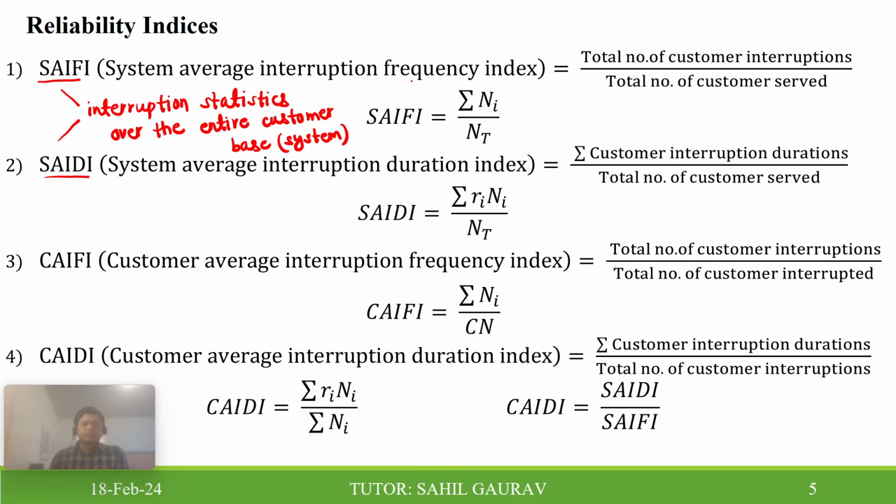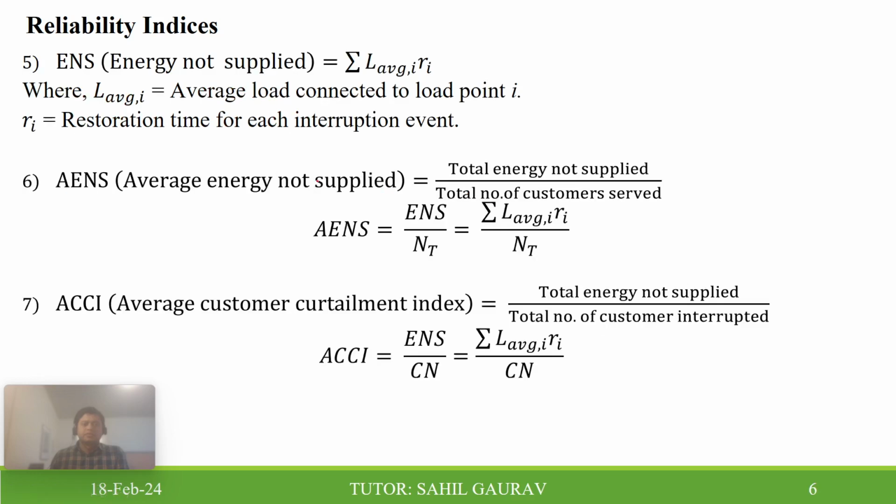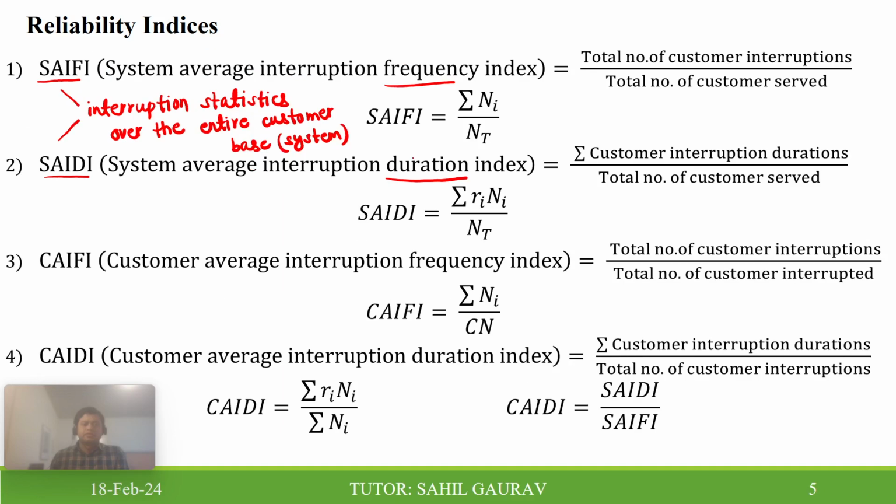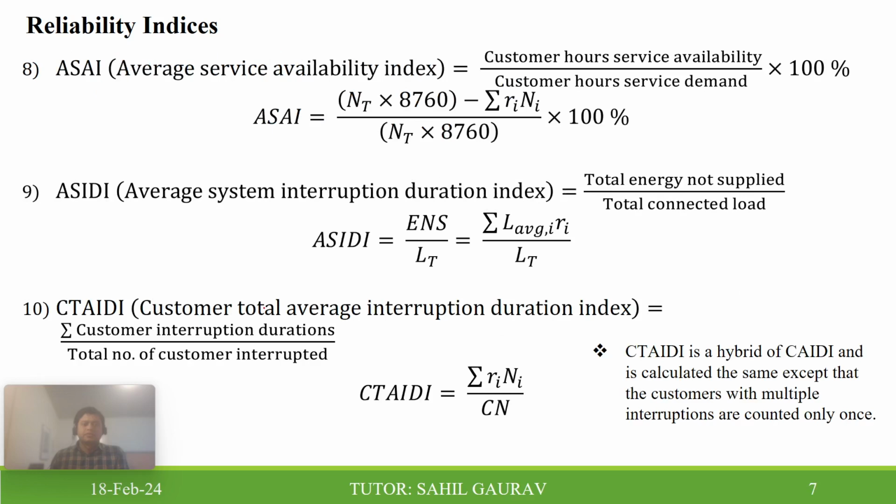This is the frequency, and if you see here, this is the duration term. So for the customer interruption duration you have to multiply with Ri. Ri is the restoration time or repair time for each interruption event. So this will give you duration. Now if you see the C term, they have used the C term in CAIFI, and one more term they have used in CTAIDI.